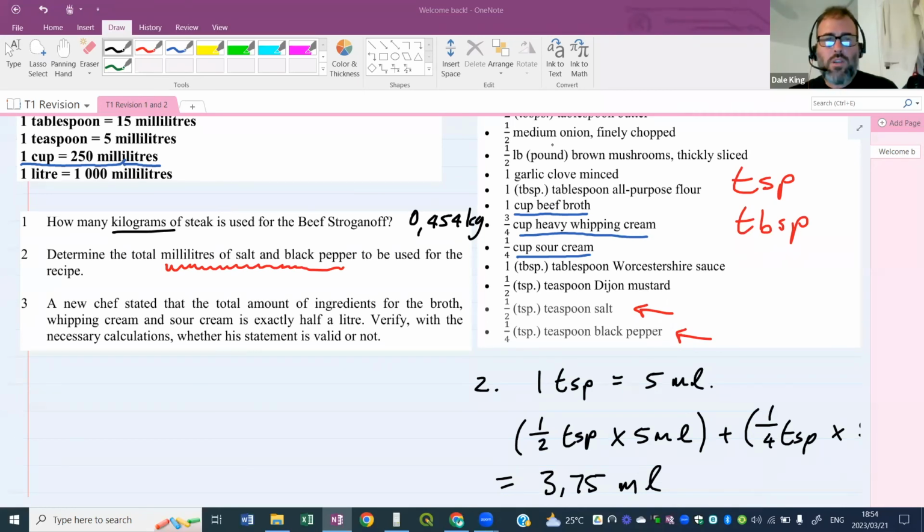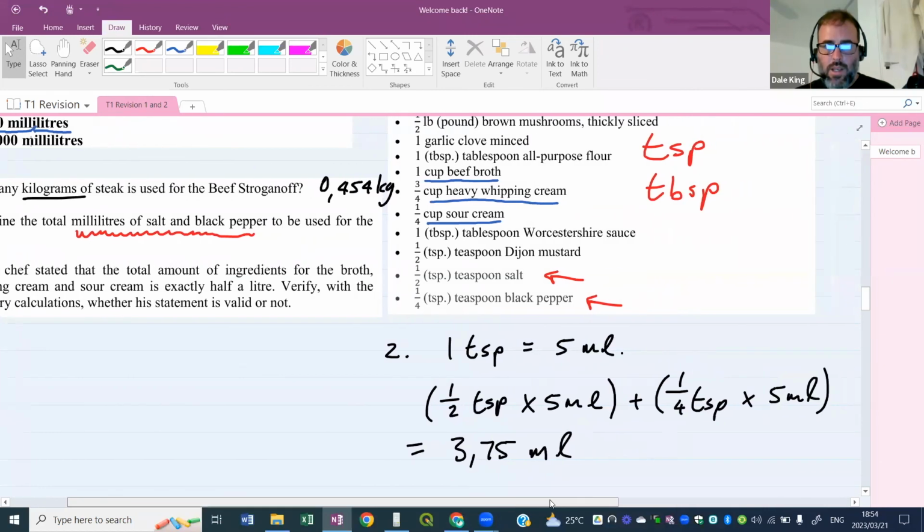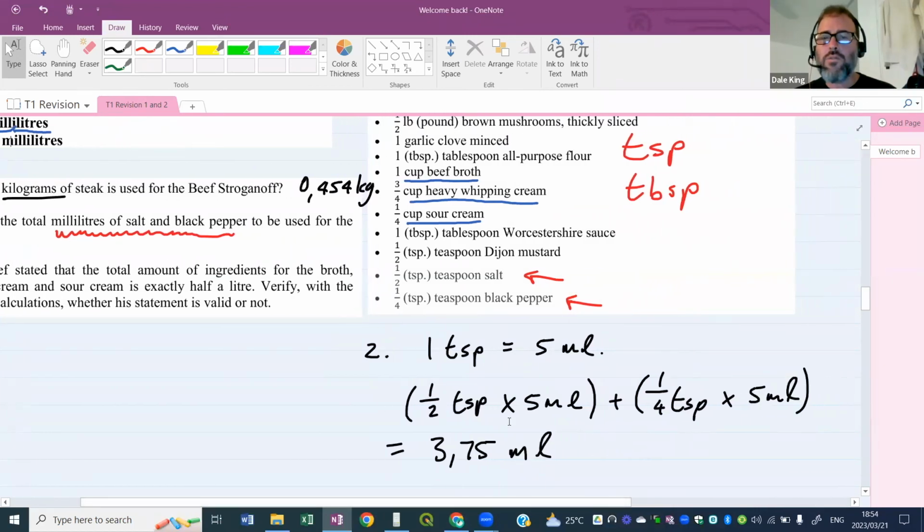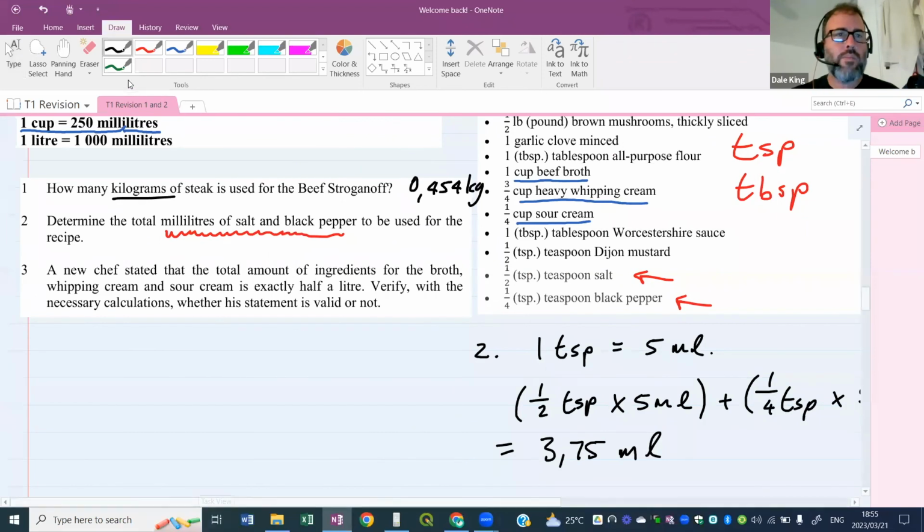do them separately. So you saw in my previous question, in question 2, when I did it, I wrote everything in one line. You don't have to write everything in one line like that. If it looks confusing, do it bit by bit. Okay, so instead of one line now, I'm going to do 3 separate conversions. I'm going to do the broth first. I'll put here B for broth, and then WP for whipping cream, and then SC for sour cream.